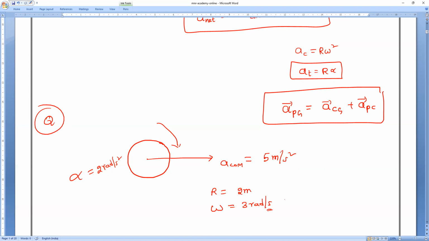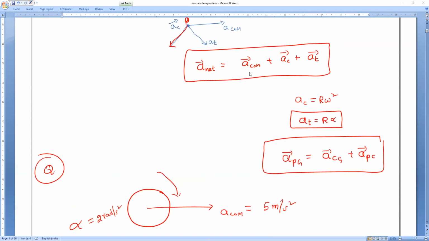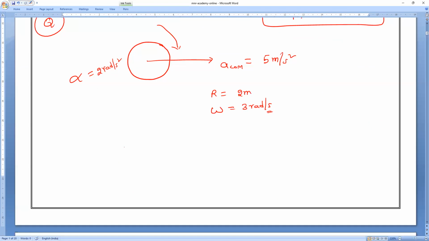So how to do it, everybody? We all know the acceleration formula. It is the sum of the 3 accelerations. What is the net acceleration? Net acceleration is equal to the acceleration of center of mass, which is 5, plus the centripetal acceleration plus the tangential acceleration.